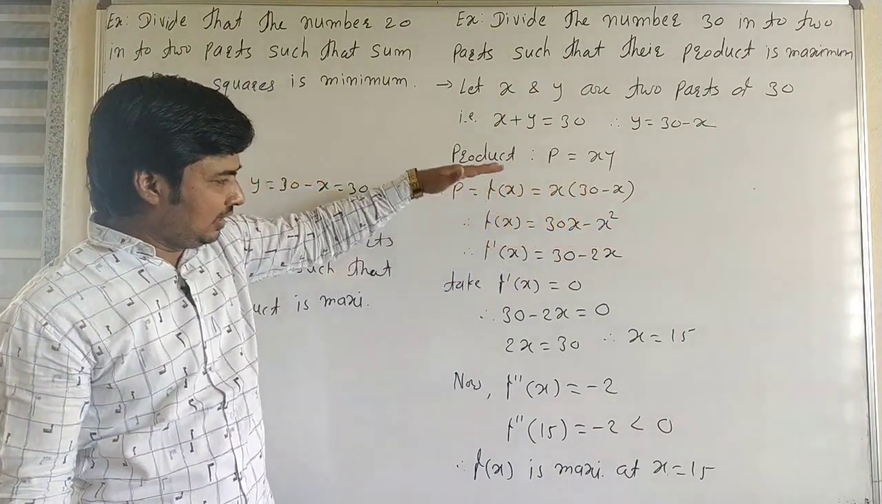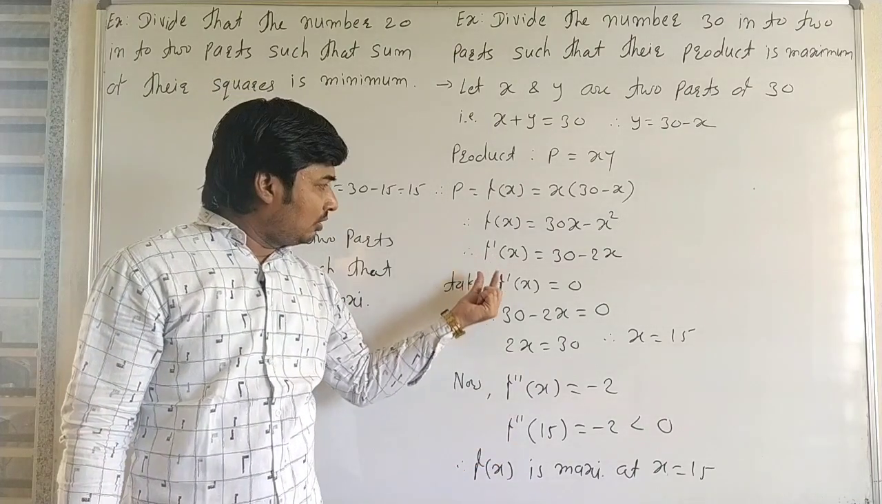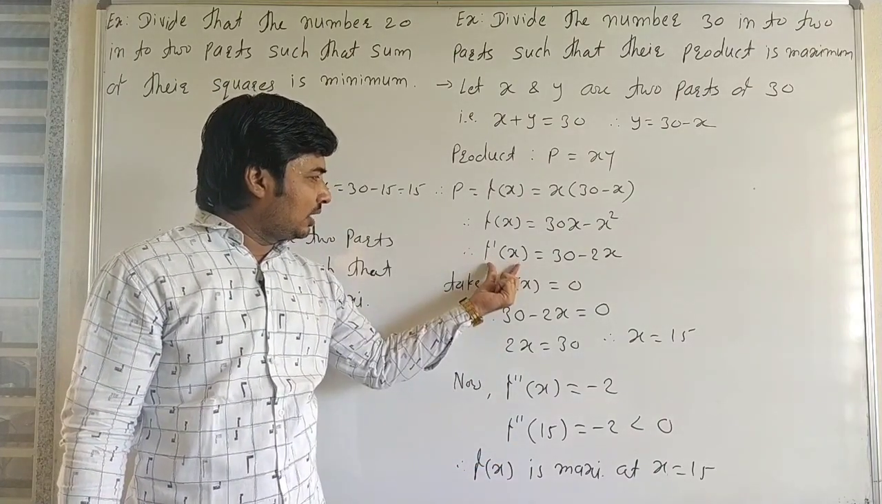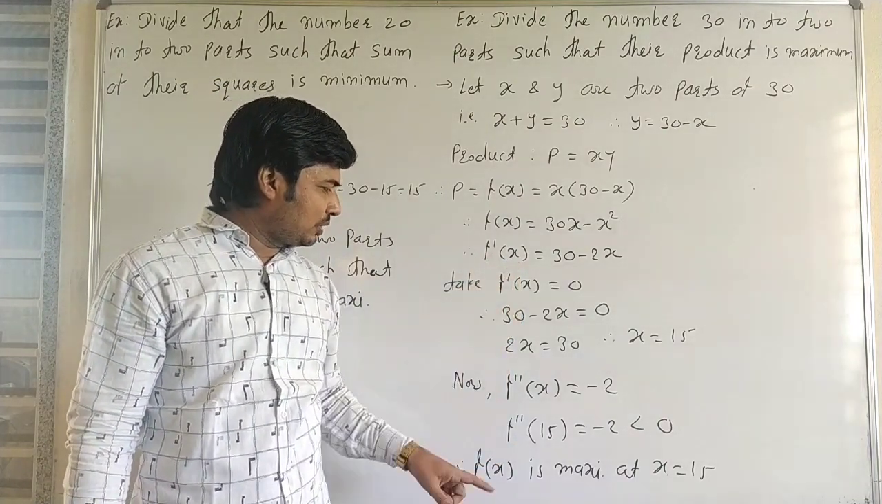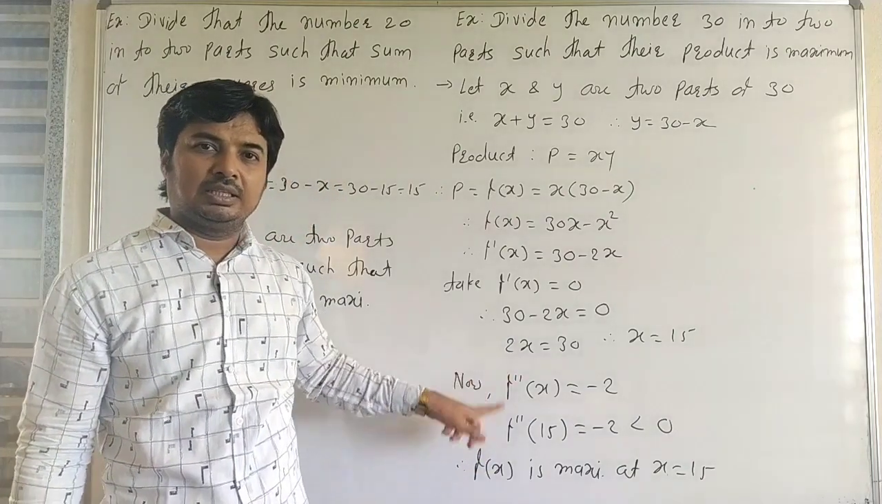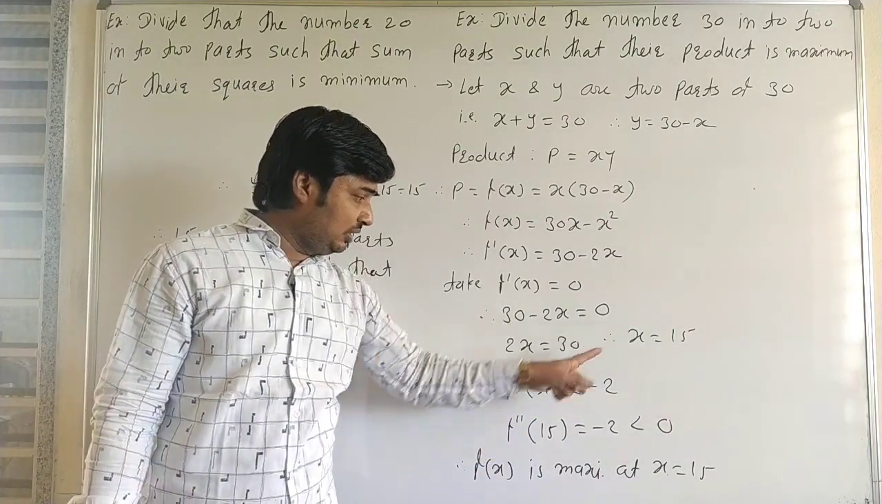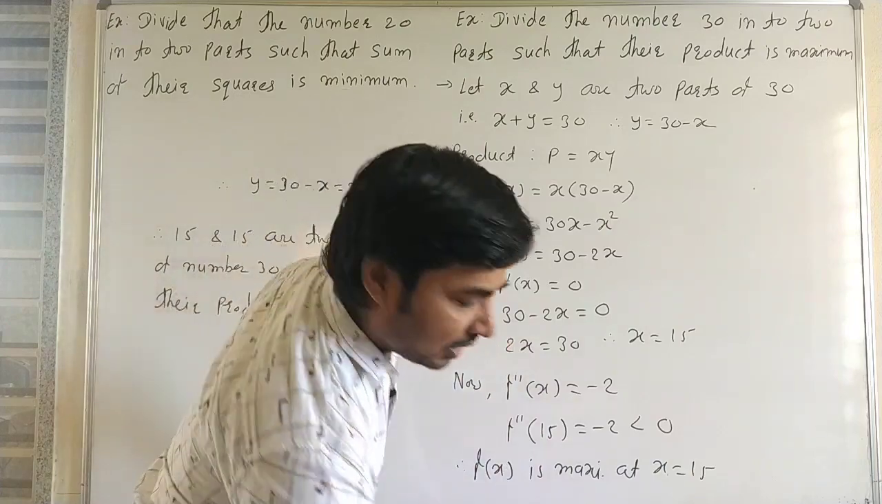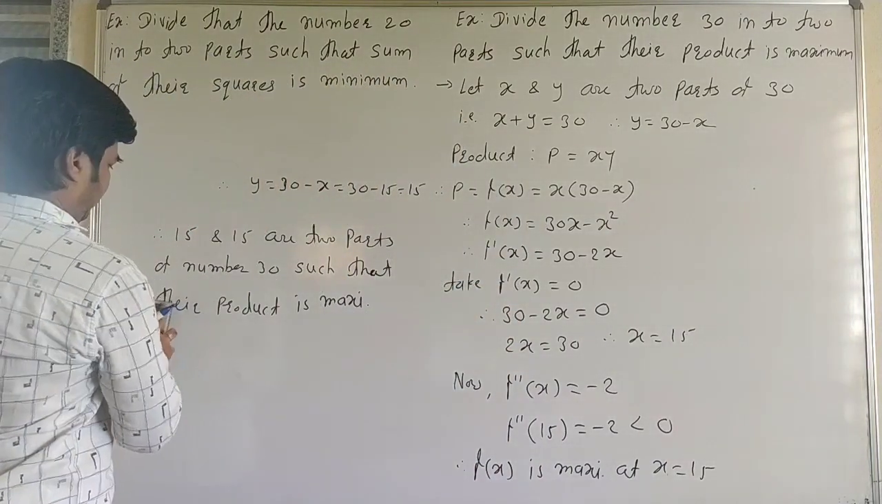It is a function, and then we use the working rule of the second derivative test, that is, find f dash of x, then take f dash of x is equal to 0, find f double dash, and then put the values of x in the double derivative. Now we see the next example.